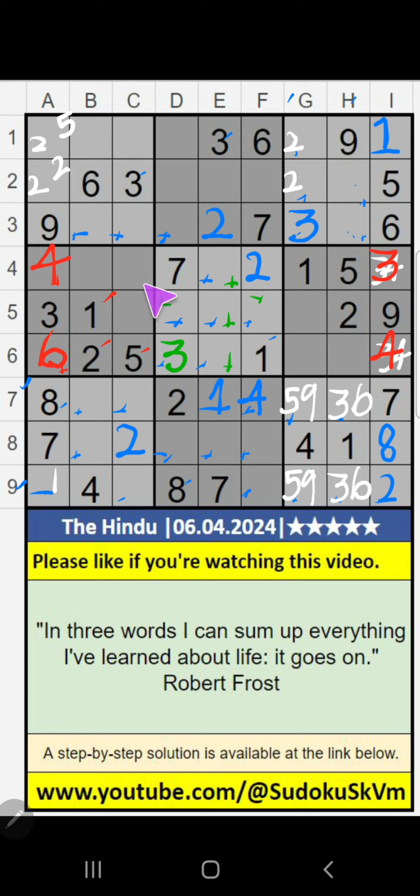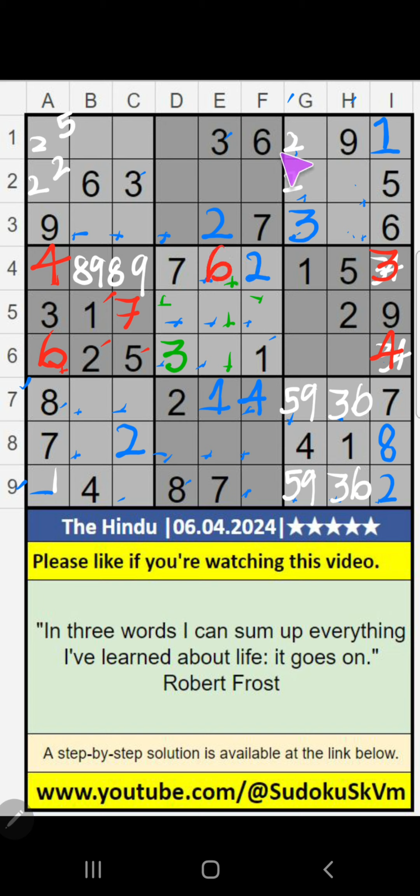In the 4th row we have 7, so 7 can't come in these cells. Then 7 is confirmed here. Then in the 4th grid, 2 numbers are remaining, 8 and 9. It will come in one of these cells. We will confirm later. Then in the 4th row, only one number is remaining, 6. 6 is confirmed here.